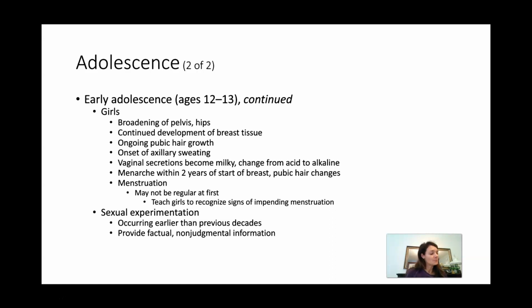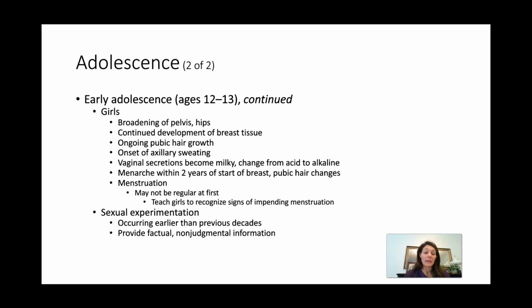So for girls, girls have a broadening of their pelvis and their hips. They have continued development of breast tissue and pubic hair. They also start to get sweaty and stinky at this point. Their vaginal secretions will change and become more of a milky consistency. And those secretions will also change pH from an acidic kind of discharge now more to alkaline.